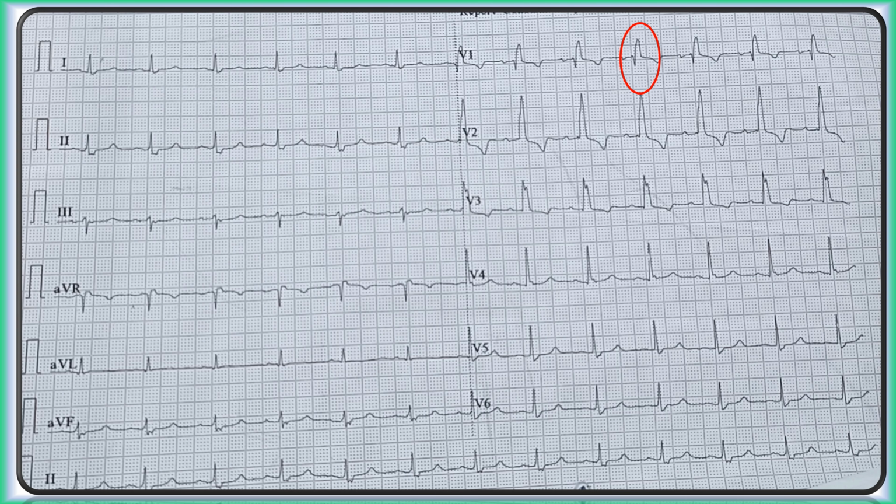Here there is RS-R' pattern in lead V1. Lead V2 shows R wave which is slurred. S wave in lead V5, V6 and lead 1 are slurred. QRS duration is more than 120 milliseconds. Hence, there is complete right bundle branch block in this ECG.